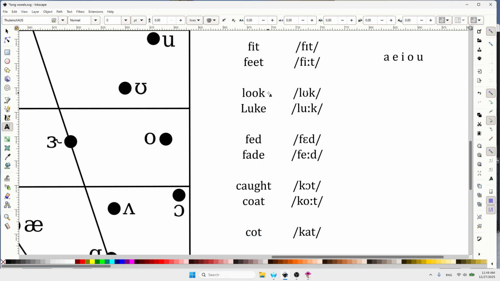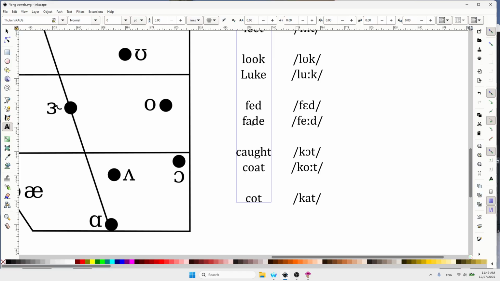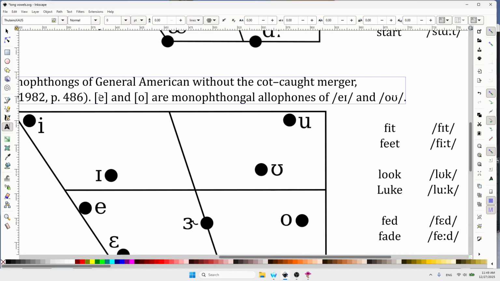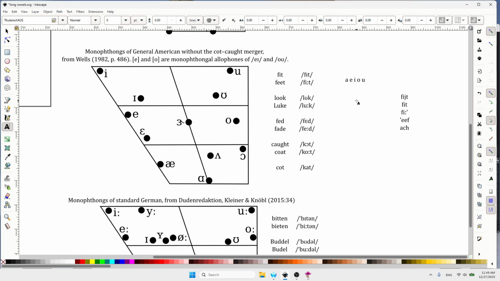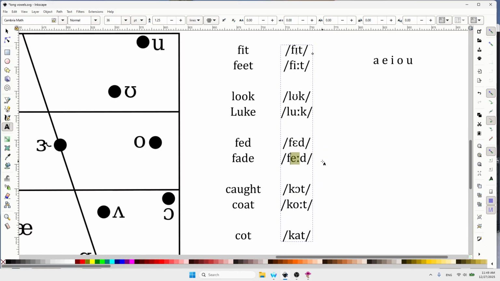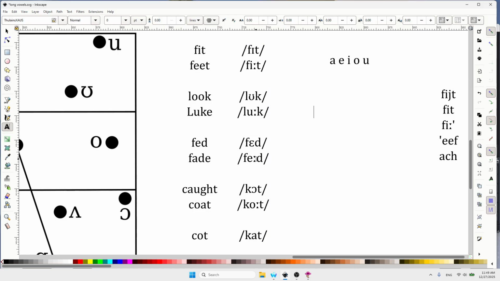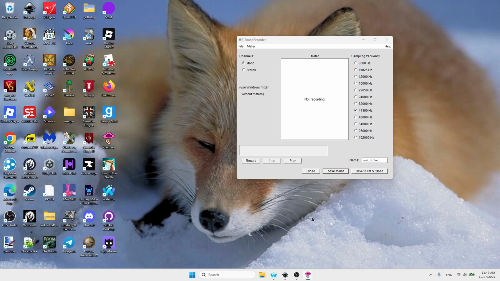So then we have look, and we have fed. It says E and O are monophthongal allophones of A and O. So whether this is one or the other, I'm not really sure how I would pronounce it. I can do fade and coat and see how that turns out.